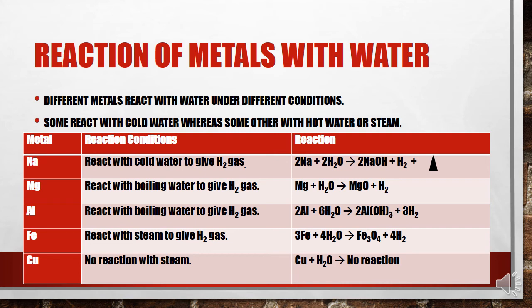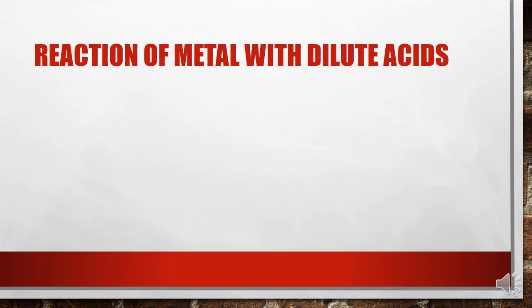Sodium metal reacts with cold water and gives out hydrogen gas. Magnesium metal reacts with boiling water. Aluminium again reacts with boiling water. Iron reacts with steam and gives hydrogen gas, and copper is unreactive, so it shows no reaction. Now coming to the third property, reaction of metal with dilute acid.